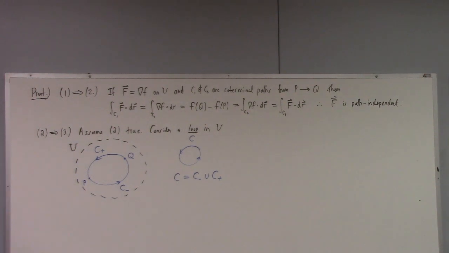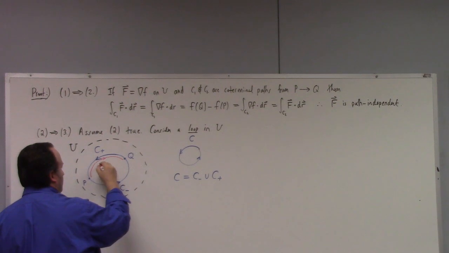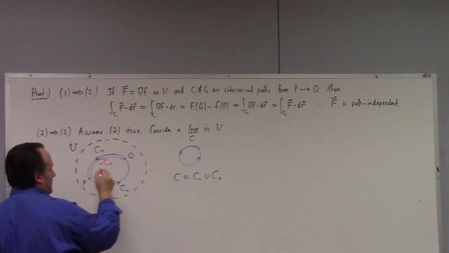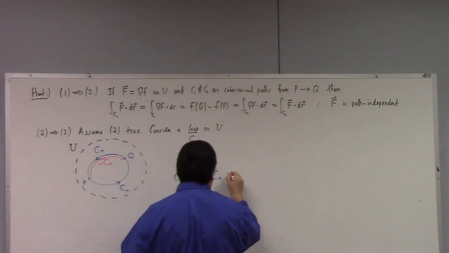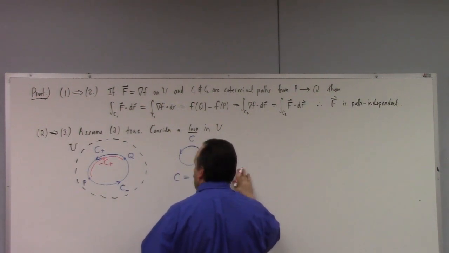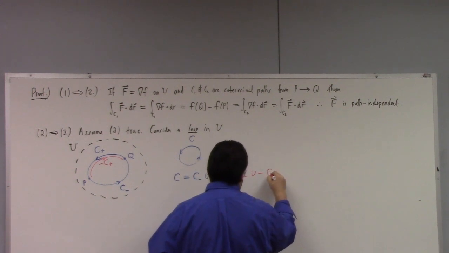Now look at this. C minus is a path that goes from P to Q. C plus is a path that goes from Q to P, right? But we can reverse C plus. We can look at the reversal of C plus, and that would be a path that goes from P to Q, right? So that's called minus C plus. That's our notation. And so you see that C is actually C minus union with minus C plus, right?